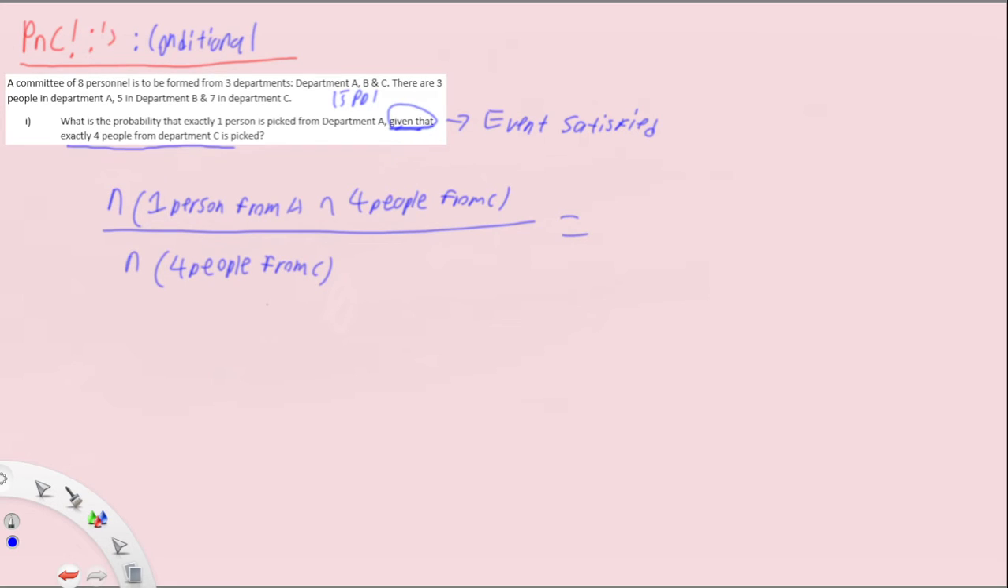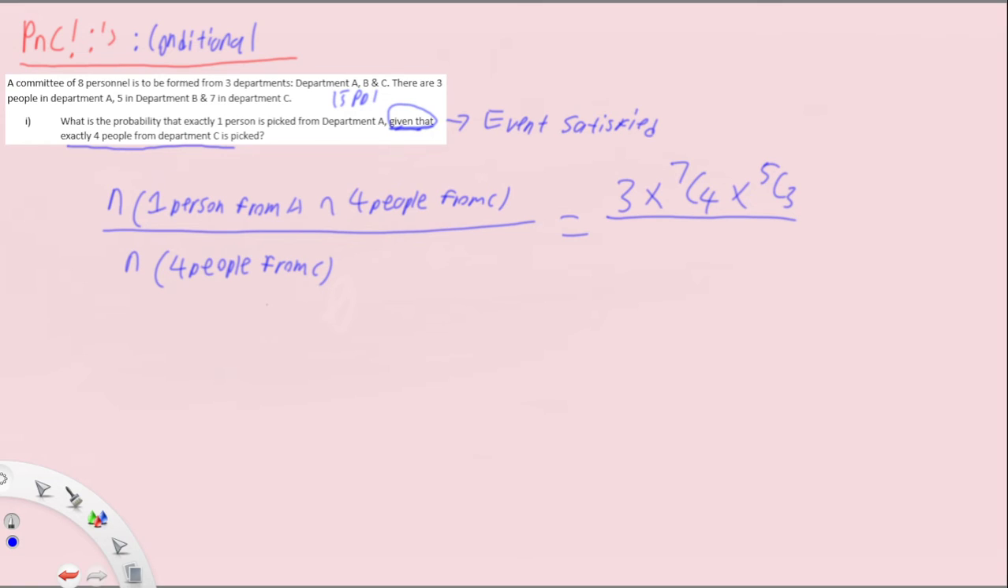One person from A, 4 people from C, we still have 3 missing spots, and they have to come from B. First, one person from A: there are 3 people in department A, we just need 1 of them, so 3 ways. 4 people from C, we have 7 of them, so 7 choose 4. 3 people from B, and there are 5 of them, so 5 choose 3. So that is 1 person from A and 4 people from C.